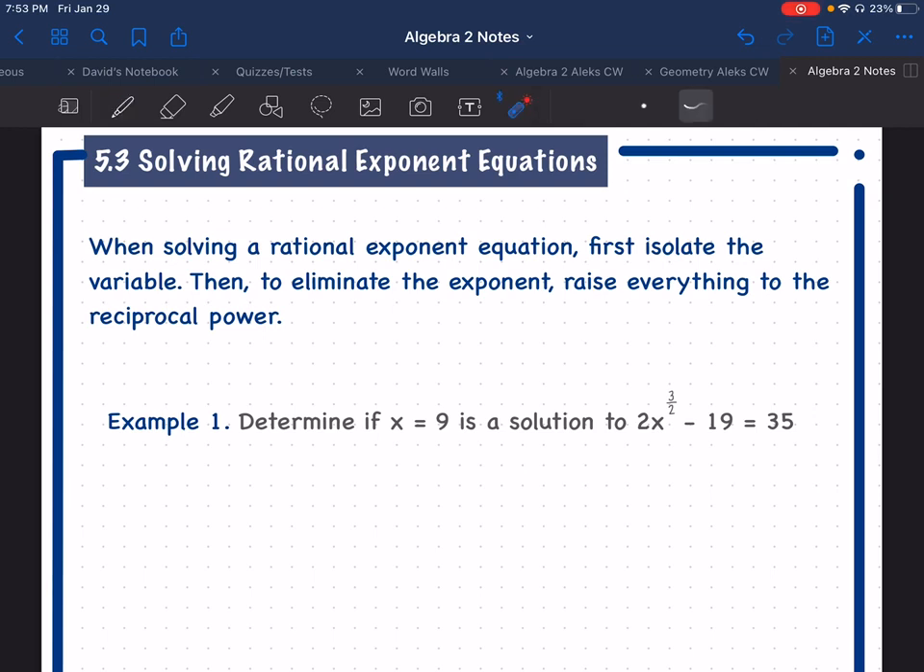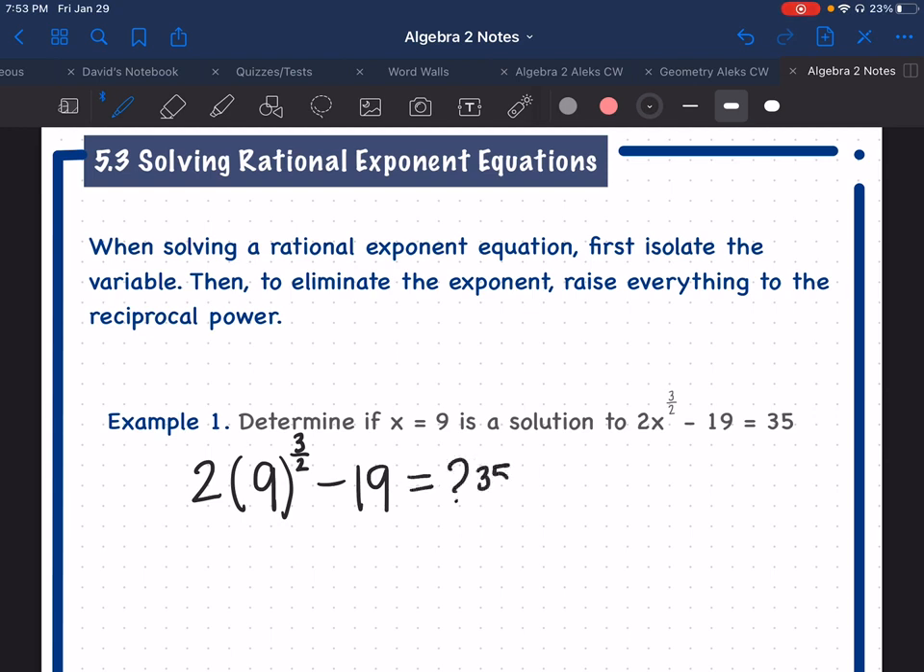So in example 1, we're asked if x equals 9 is a solution to this rational exponent equation. All we're going to do is take this 9 and substitute it in for the variable x and see if we can get 35 for an answer. Let's give it a try. So 2 times 9 to the 3/2 power minus 19. I want to see, does that equal 35?